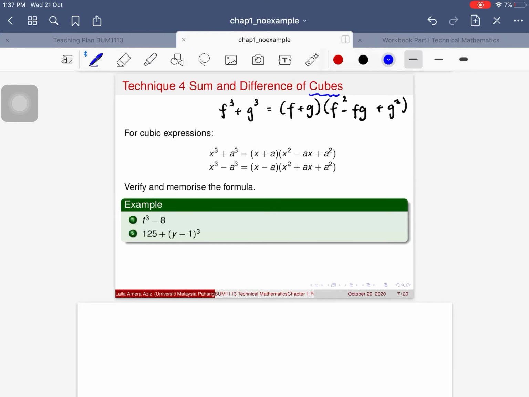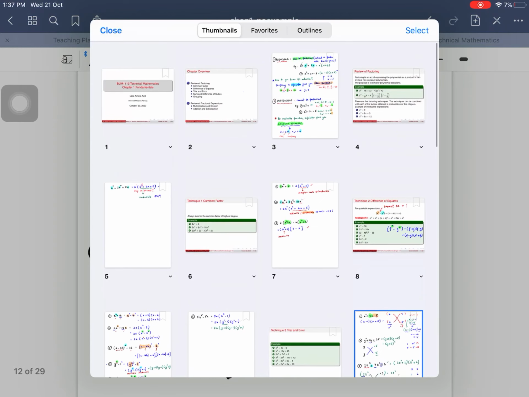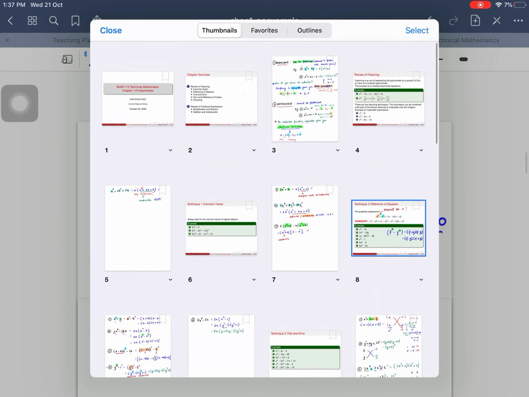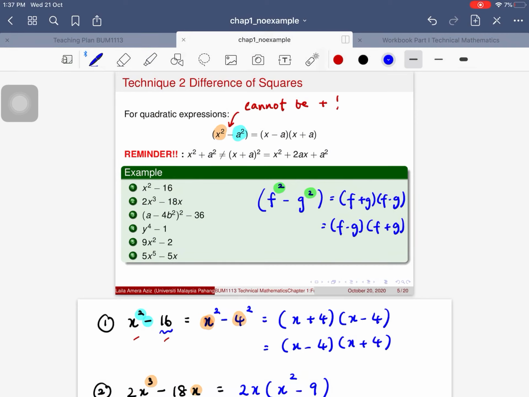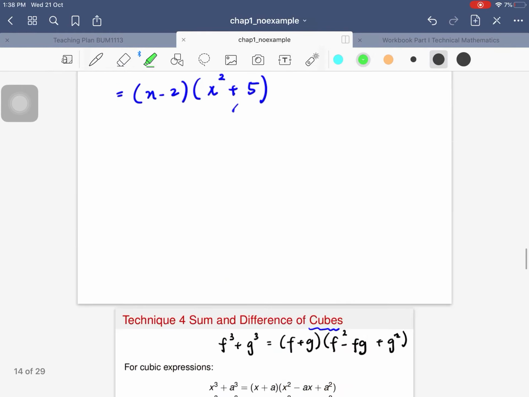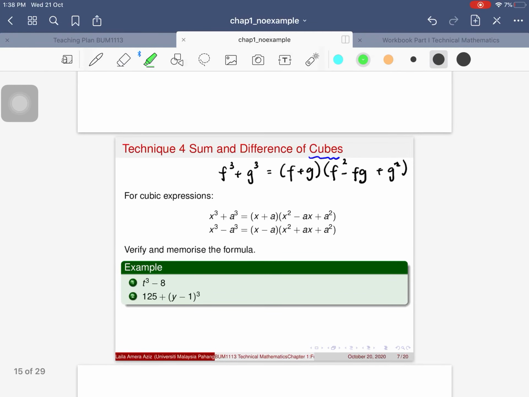But for the previous one, let's revisit what we have seen before. For the case of difference of squares, it is only possible to use this when the operation in between them is a minus. But for the case of cubes, it doesn't matter. We have two separate formulas. You can use it for either plus and also minus.